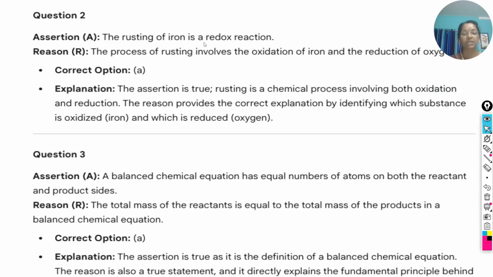The rusting of iron is a redox reaction. The process of rusting involves oxidation and reduction. So the assertion is correct, and R is the correct explanation of the assertion. So option A is the answer.